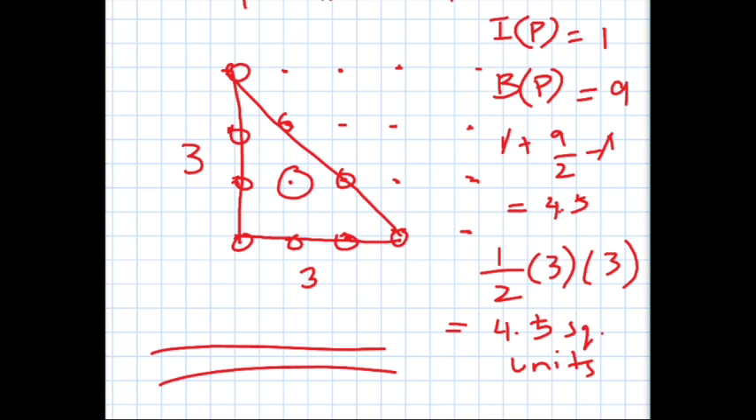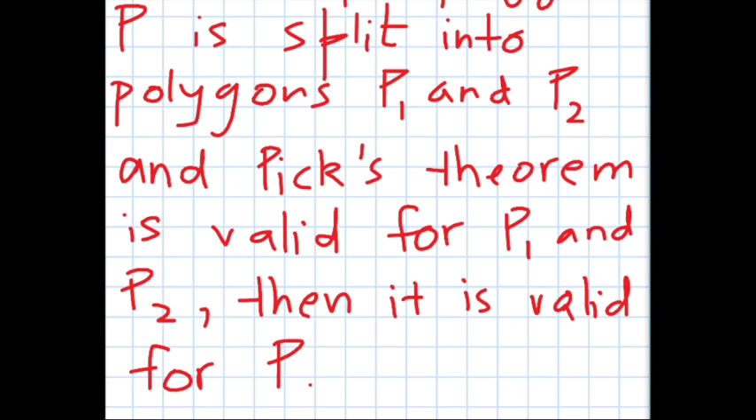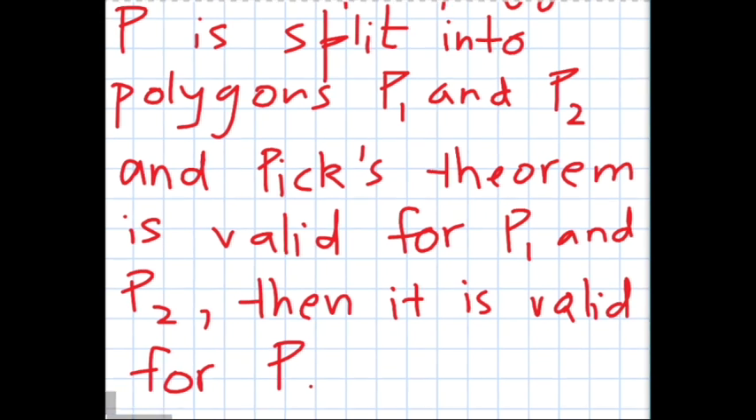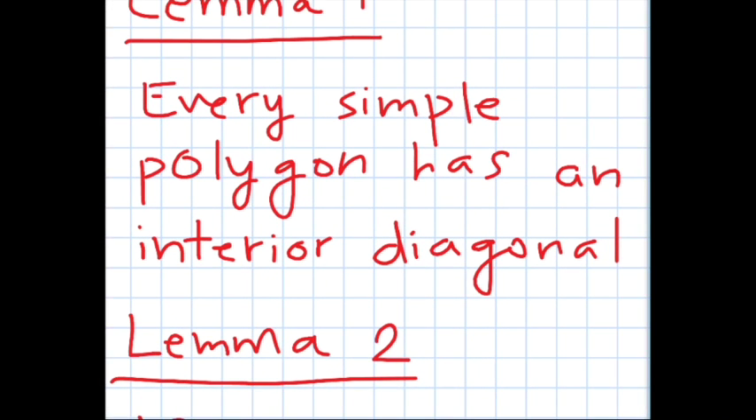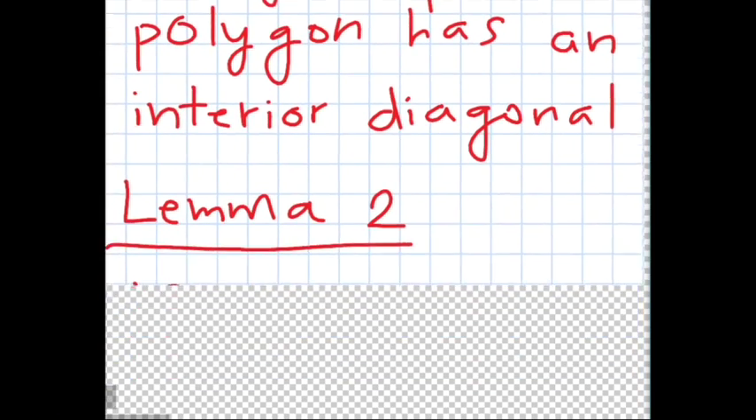For the formal proof, we need two lemmas. The first lemma is that every simple polygon has an interior diagonal. I'm writing it without a proof, but this is simple enough to appreciate: if you have a polygon, then you can have an interior diagonal here. Although the formal proof is not very straightforward, so we leave it for some other time.